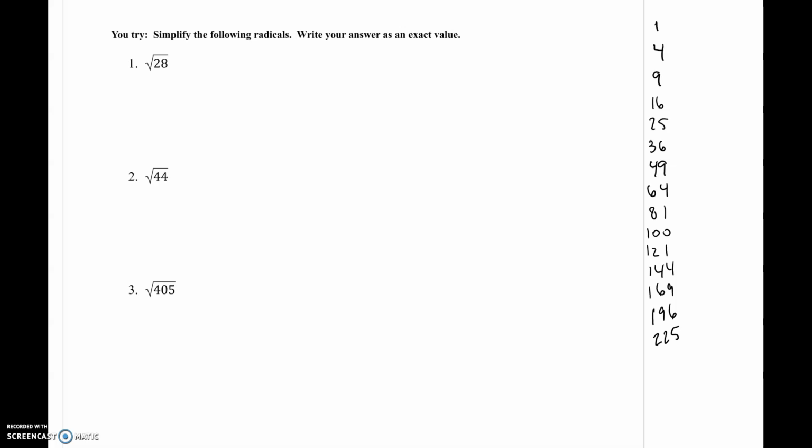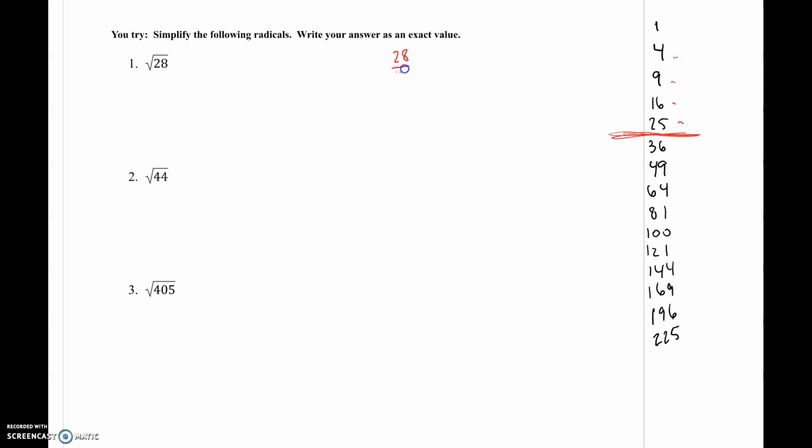So if we looked at our perfect square list, the numbers that are smaller than 28 are 25, 16, 9, 4, and 1, but we don't really care about 1 because the square root of 1 is 1, and that doesn't really help us simplify anything. Now, I'm hoping that you can tell from that list of 4 numbers which one is the biggest one that divides into 28, but if we don't know, you could go to your calculator.